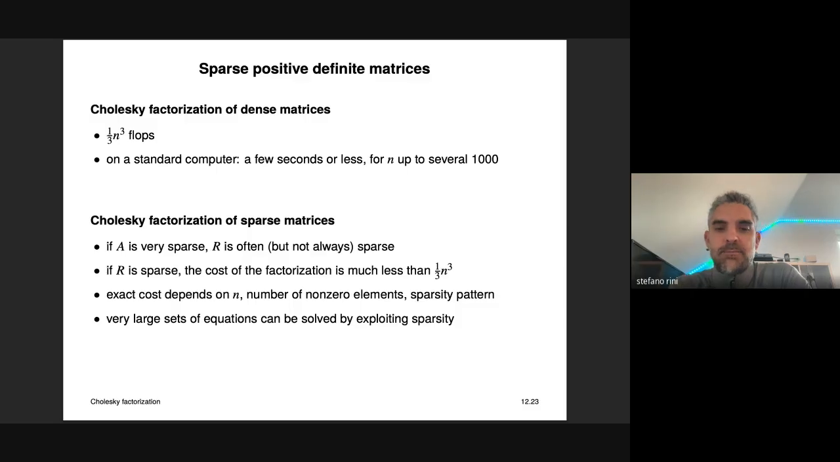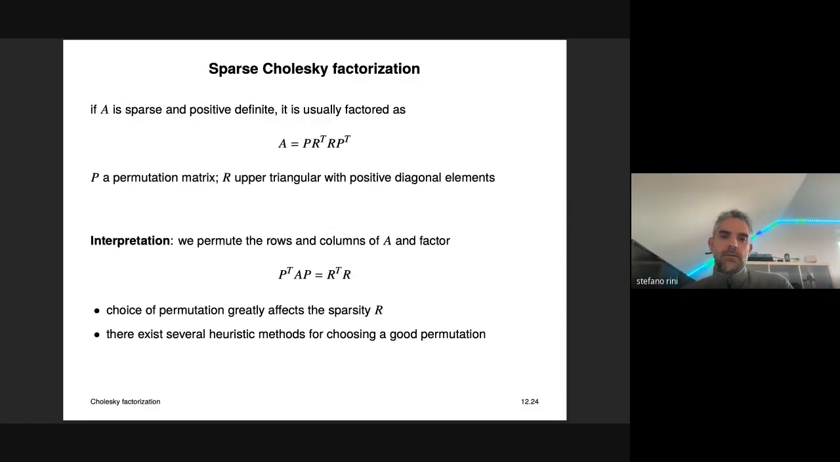So if A is very sparse, then R is often, but not always, sparse. Okay, so this is a very desirable property. Then if R is sparse, the cost of the factorization is much less than 1/3 n cubed. And the exact cost depends on n, the number of non-zero elements, and how the sparsity presents itself. But basically, there are often very efficient algorithms for solving a sparse set of equations. So let's discuss now the sparse Cholesky factorization.